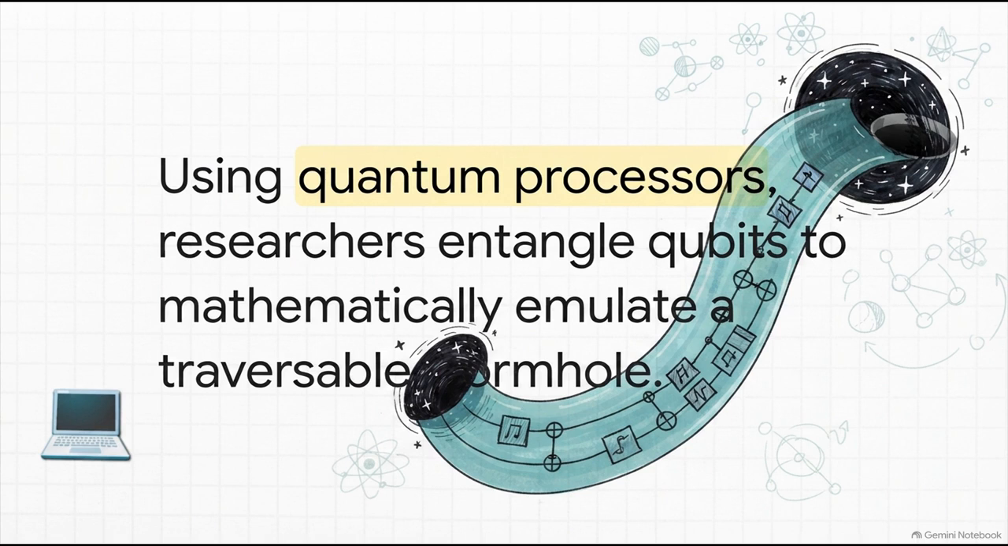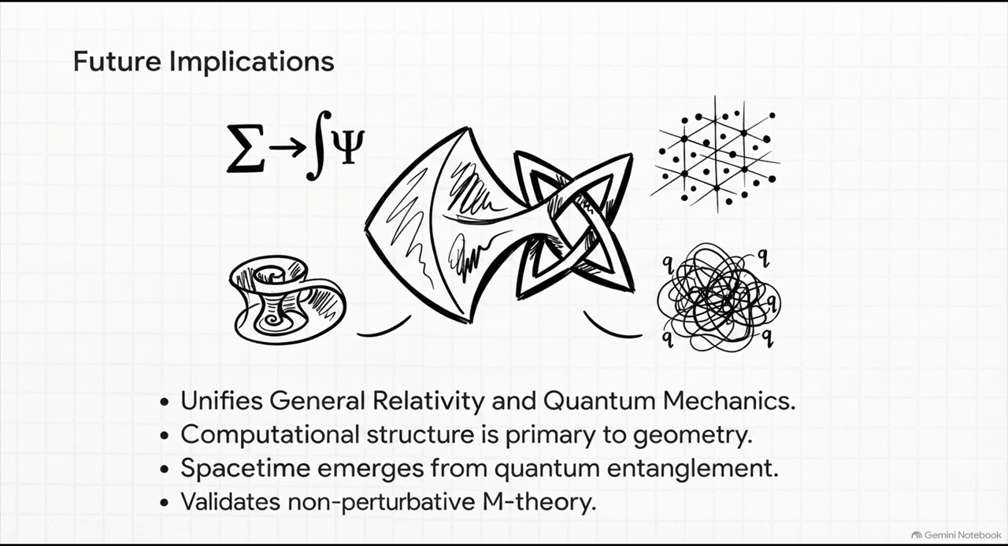Because ADS/CFT gives us this direct mathematical dictionary between quantum entanglement and space-time geometry, researchers are literally using quantum processors to test it out. By entangling specific ensembles of qubits on a boundary, they mathematically emulated a traversable wormhole in the bulk. The quantum information processing directly creates the geometric space-time connection. Absolutely mind-blowing. The implications for the future here are massive.